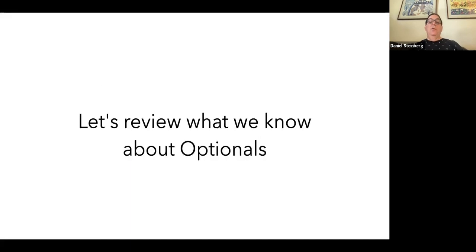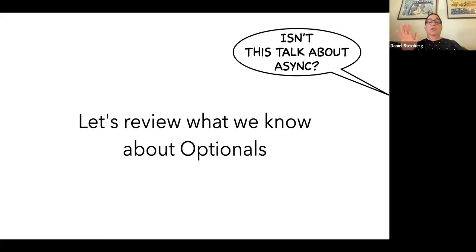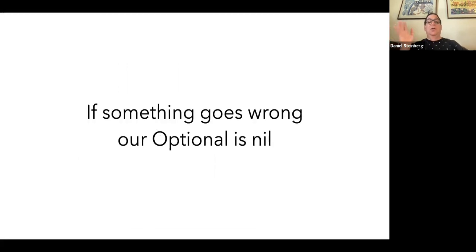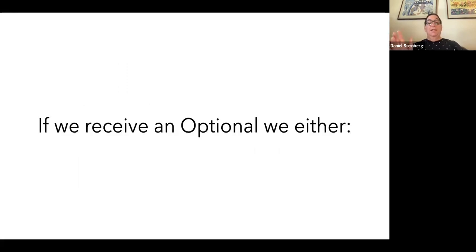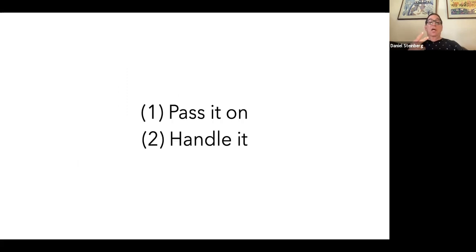So let's review what we know about optionals. I know we'll get to the async stuff. If something goes wrong, our optional is nil. And so optionals are one way to deal with errors. And if we have an optional, we have two things we can do with it. As I said, we can either pass it on or we can handle it. And so what we just saw was passing it on. I got an optional URL and I just returned an optional.